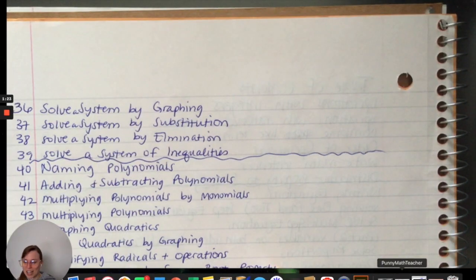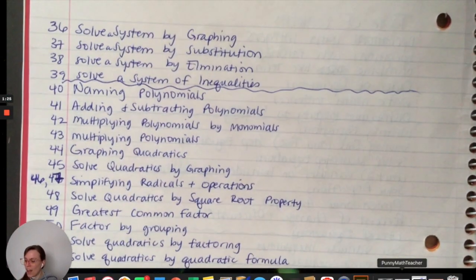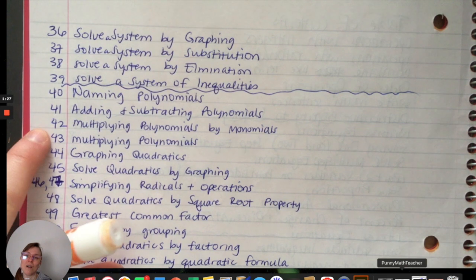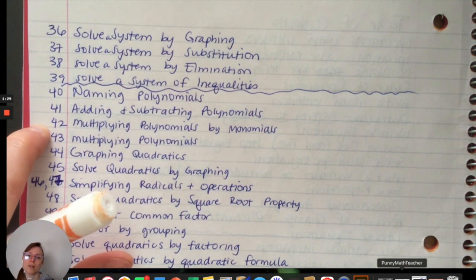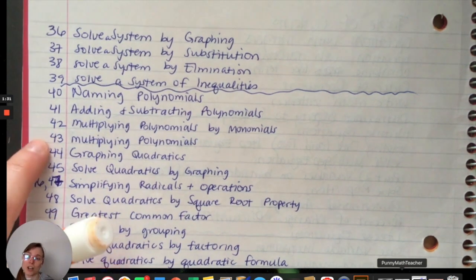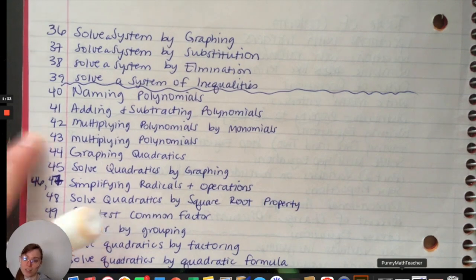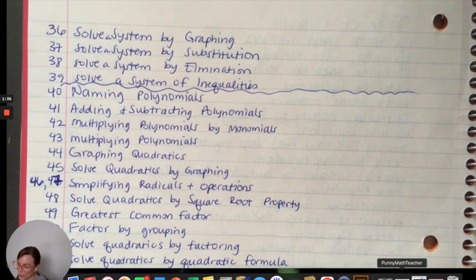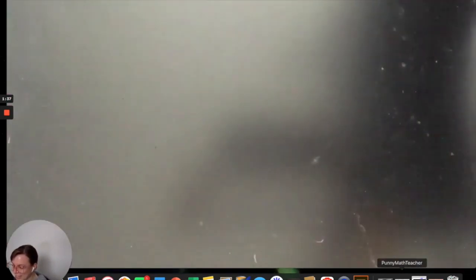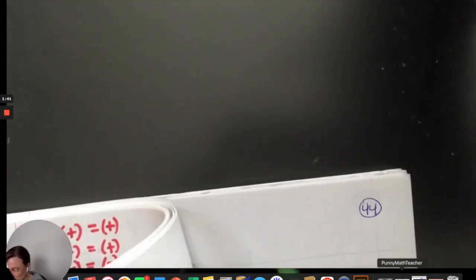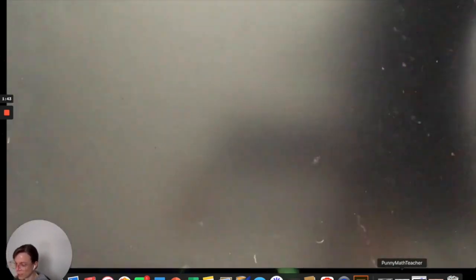So let's go to our table of contents. We have finished 40 and 41. We are now on 42, multiplying polynomials by monomials. And note that we are moving into polynomials in general on page 43 next. So let's get to 42, 42, 42. There we go. Okay.